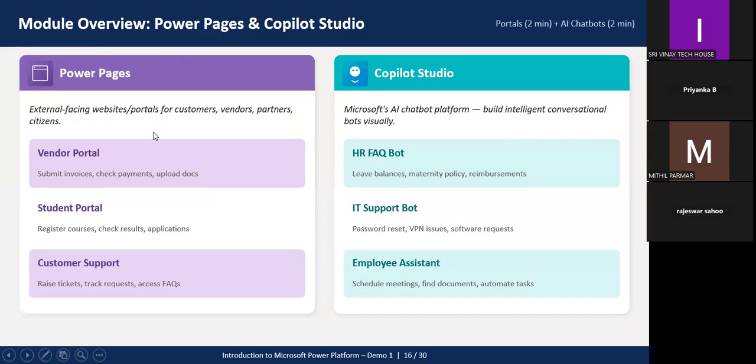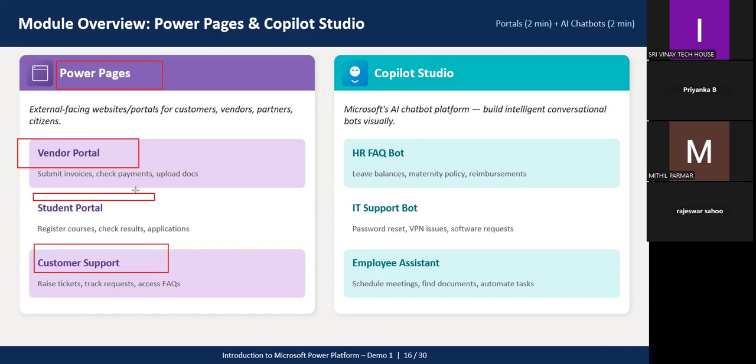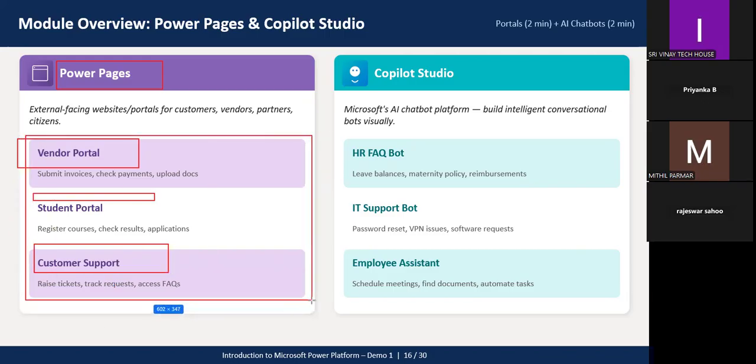Coming to Power Pages, as I already told you, if you want to create external facing websites such as student applications, college sites, right? For customers, vendors, partners, and citizens. If you want to create external facing websites, we'll use Power Pages. So Power Pages is part of Power Platform. We can create vendor portals, student portals, customer support portals. We can create all these different types of portals by using Power Pages.